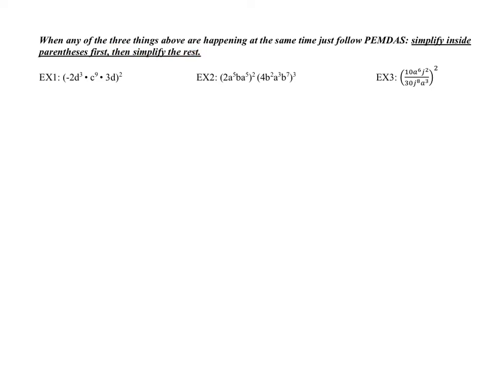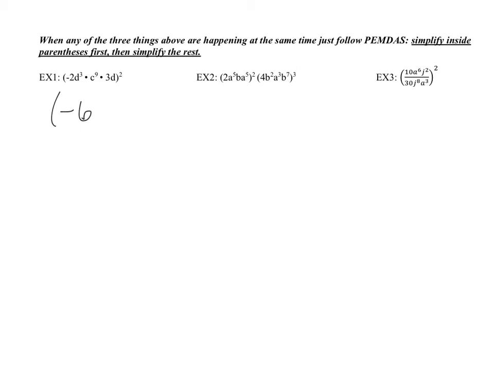So in example 1, instead of bringing the 2 to the -2 and to the d to the 3rd and the c to the 9th and to the 3 and to the d to the 2nd, look at what's happening inside the parentheses first, right? Can I combine any of this stuff? You absolutely can. You can multiply -2 with 3. These are just regular numbers, so just multiply them. -2 times 3 is -6. Then I can combine the d's.